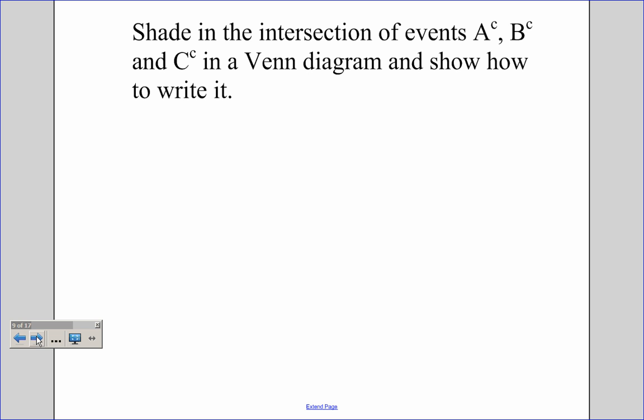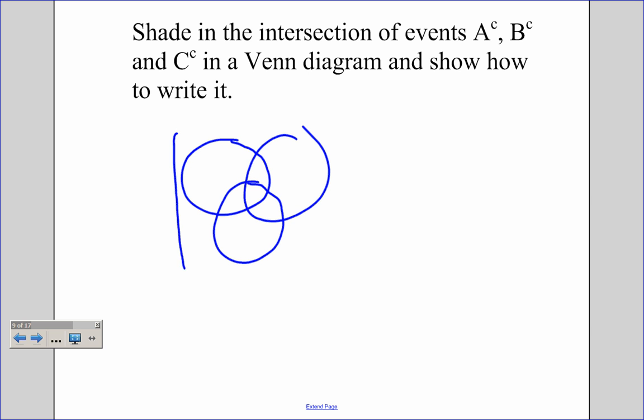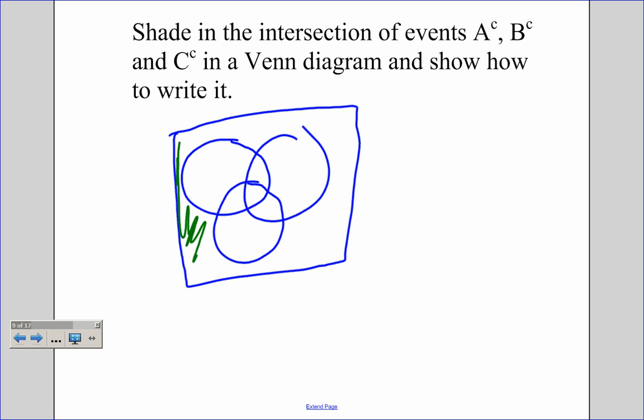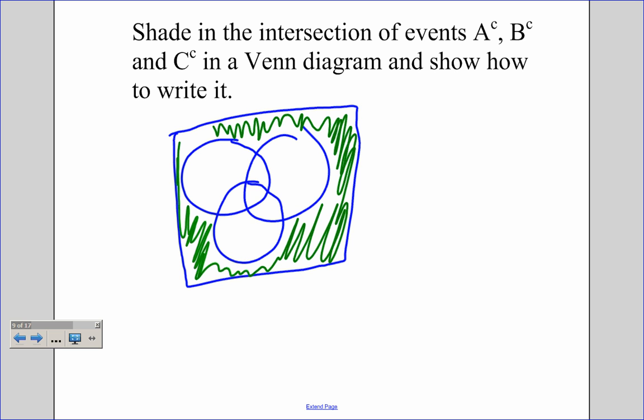Shade the intersection of A complement, B complement, and C complement. So if I have A, B, C, it has to be outside of A, outside of B, and outside of C. So that will look something like this. Everything that's outside of all of them.